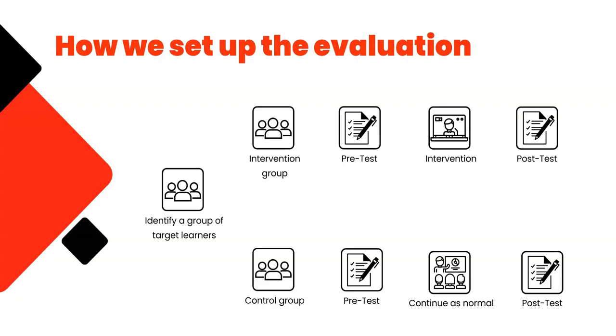And then you will complete the post-assessment spelling task with both groups again. Once the data is inputted into the platform, it will generate an impact report. And if this is successful, then you can open this up to the control group. So let's look at this from a step-by-step approach.